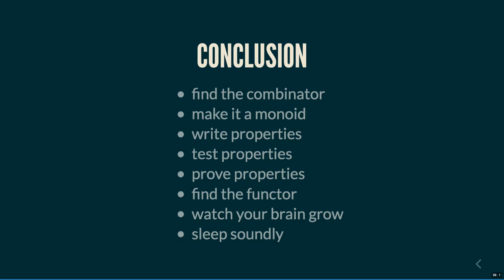Generally, write properties for the operations in your software. Test those properties using QuickCheck. If you feel like it and you have a lot of time, prove them correct. Find the functor. If you found the monoid, find the functor next.